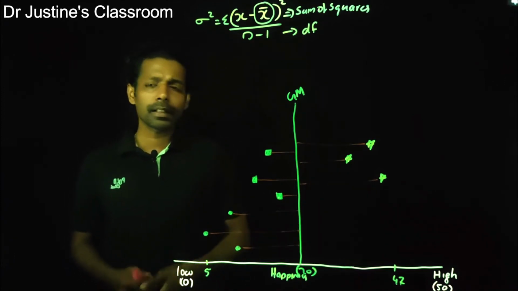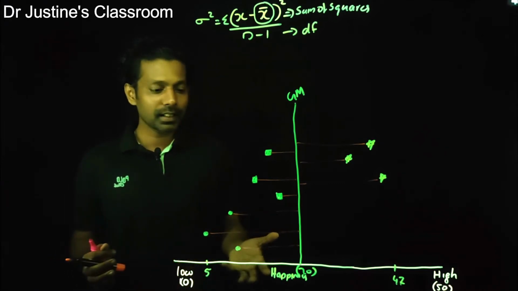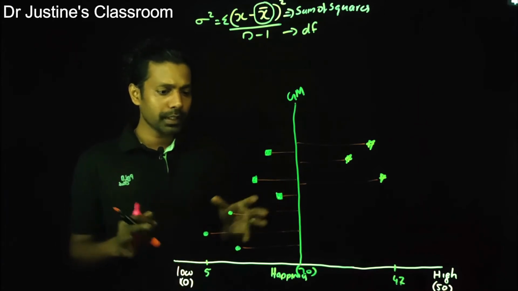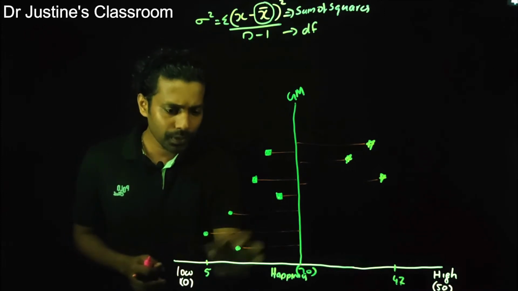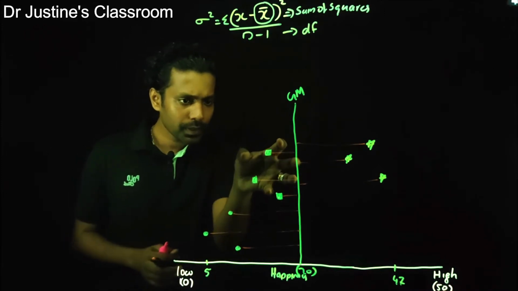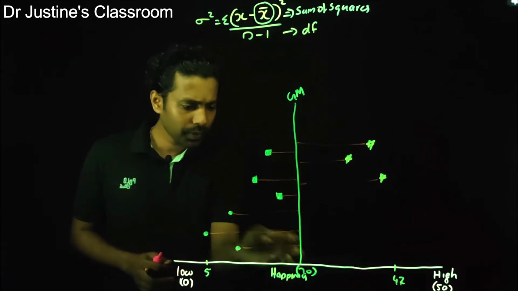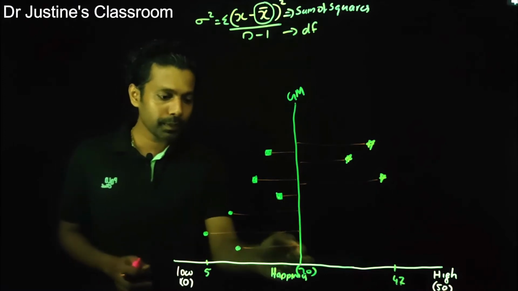Now let me ask a very simple, curious kind of question. Why is this data scattered like this? When I take the observations here, I find that these observations have a pattern. This set of observations is highly deviated towards the negative side, the low side, from the center.